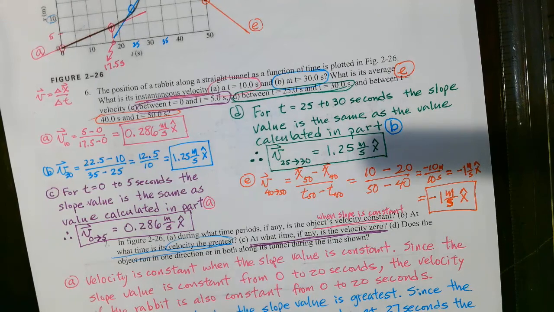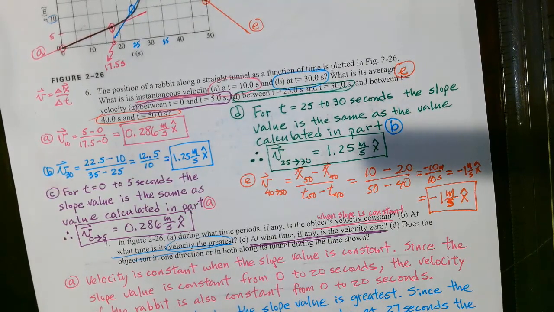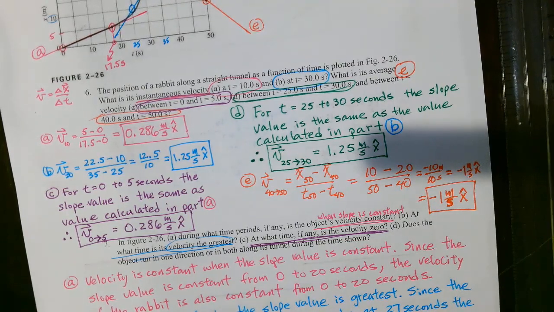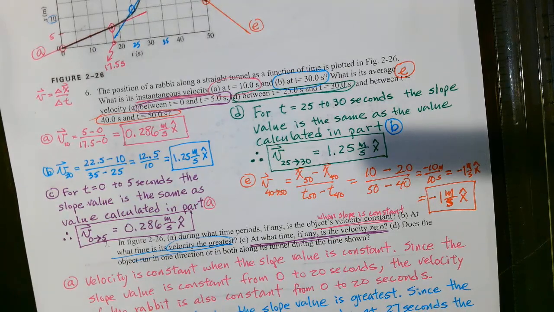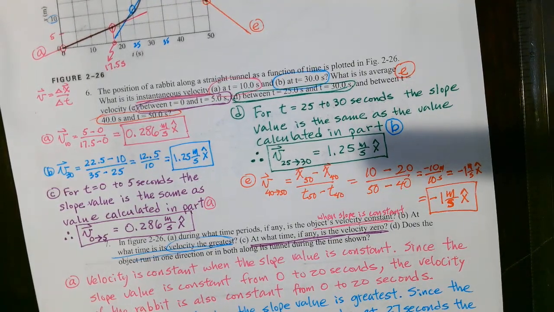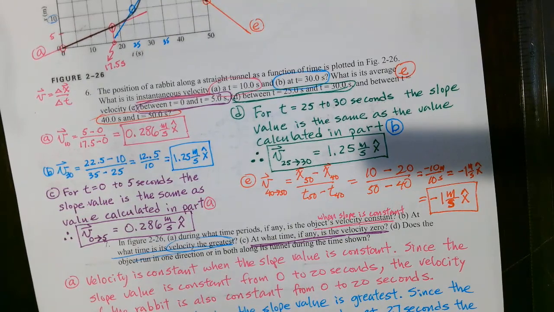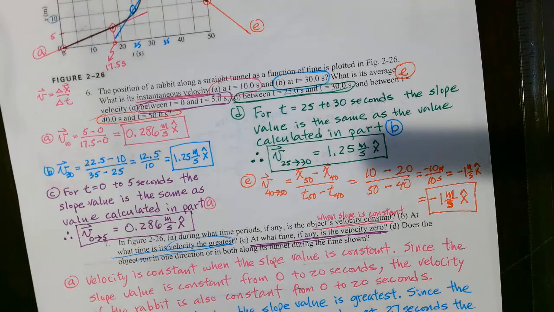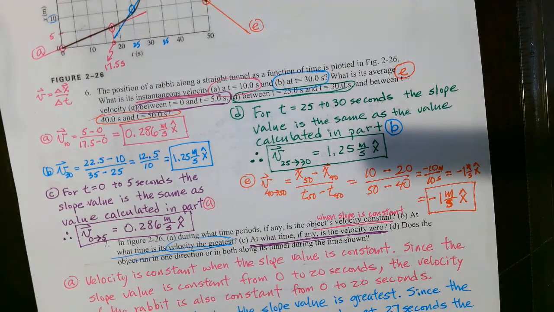So since the slope value of the tangent line at 37 seconds is zero, the velocity value is also zero at 37 seconds.